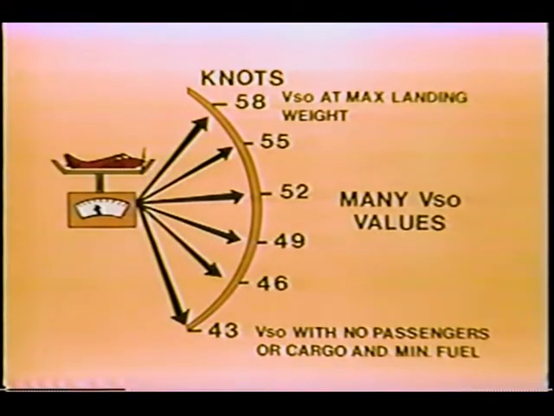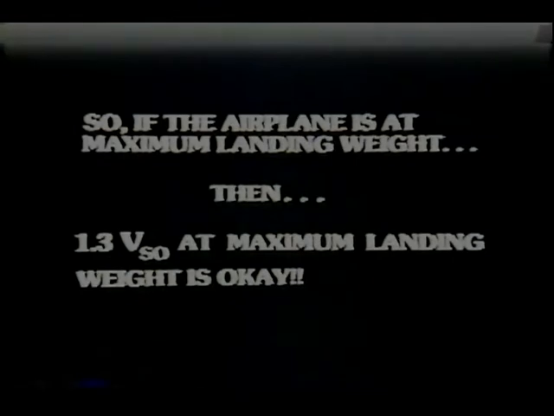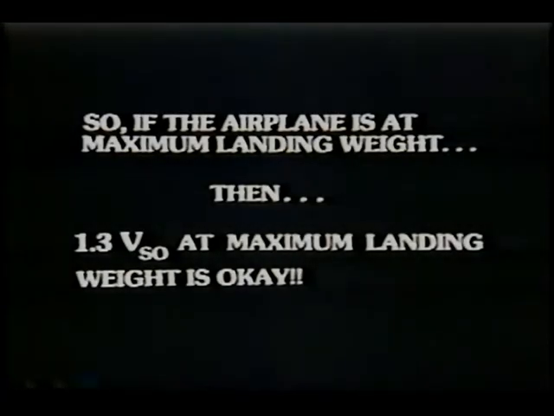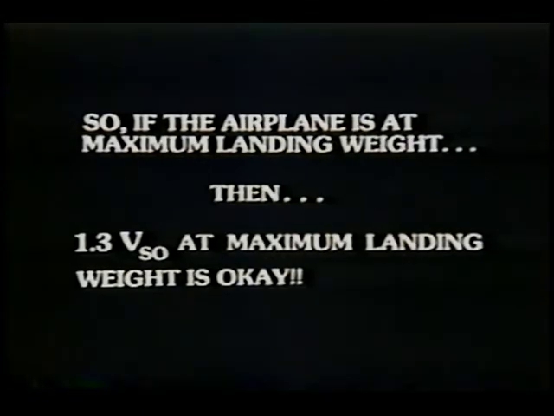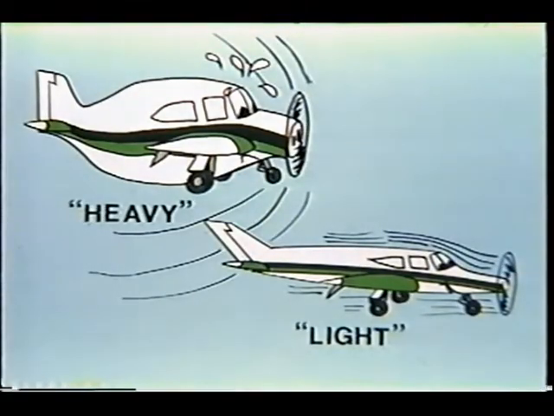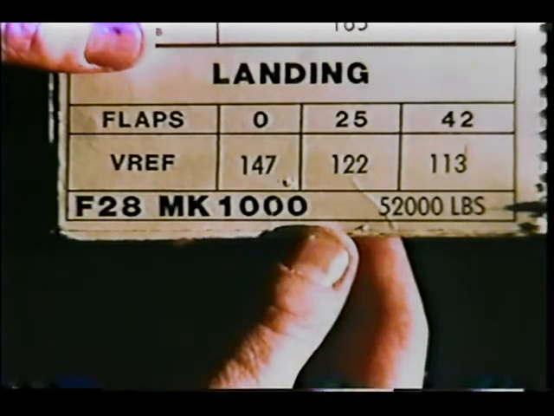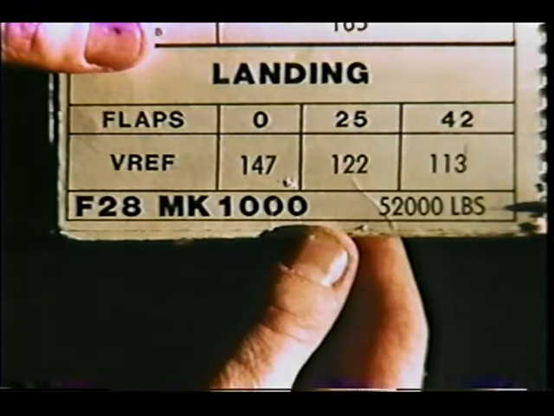Now, as long as you're approaching the runway at max landing weight, 1.3 VSO at max landing weight is okay. However, landing at anything less than the max landing weight can be like flying a different airplane. Let me give you an example of what I mean. All large aircraft, that's all aircraft that weigh more than 12,500 pounds at takeoff, have detailed and very specific instruction on landing speeds, or VREF speeds, for reduced landing weights.